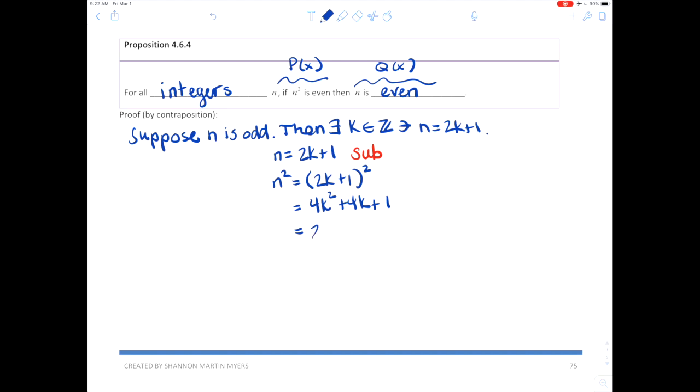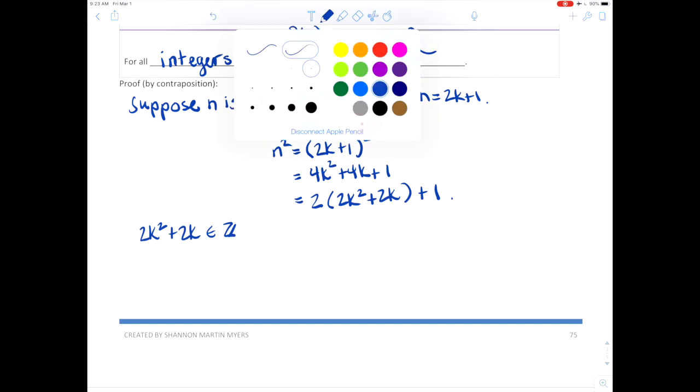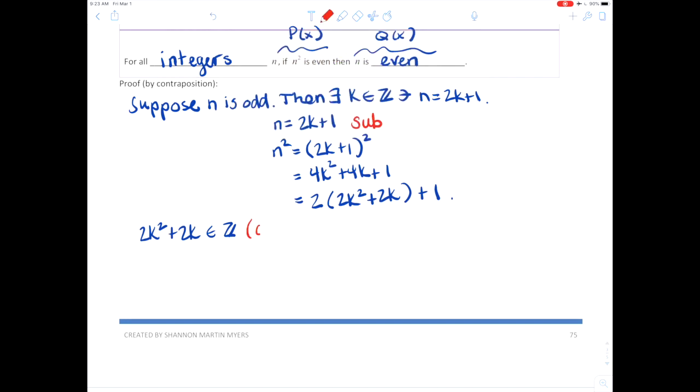If you factor out a 2 from the first two terms, and then that plus 1 is still hanging out, what happens? Now you just need to show closure, right? So 2k squared plus 2k belongs to the integers. And why is that? Closure. Probably getting tired of that one, huh?